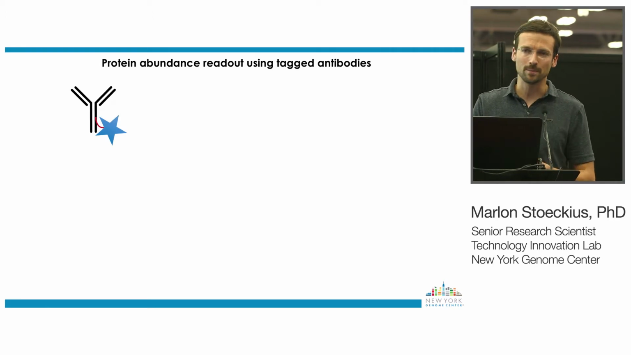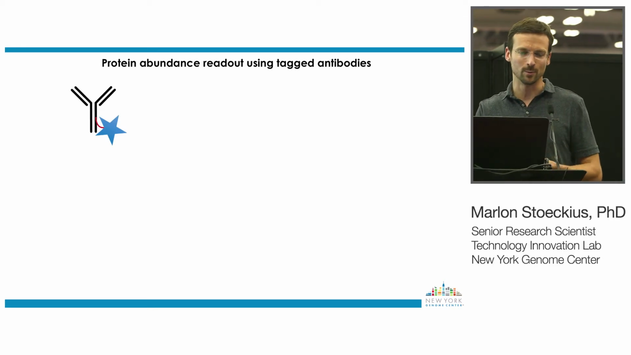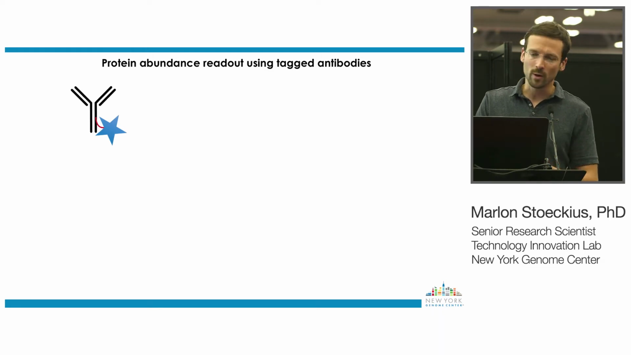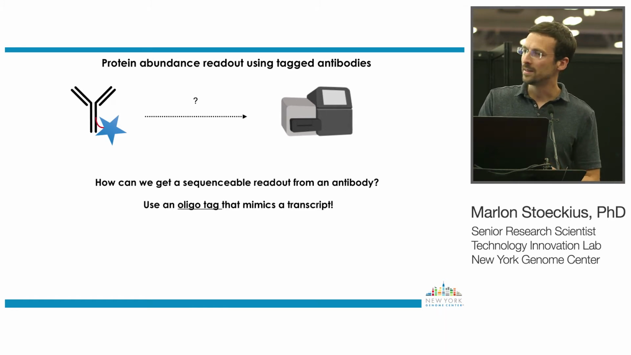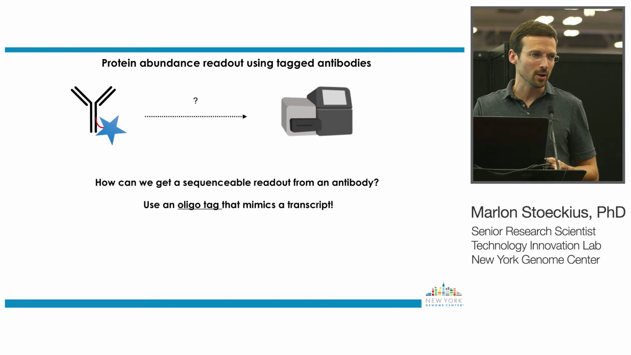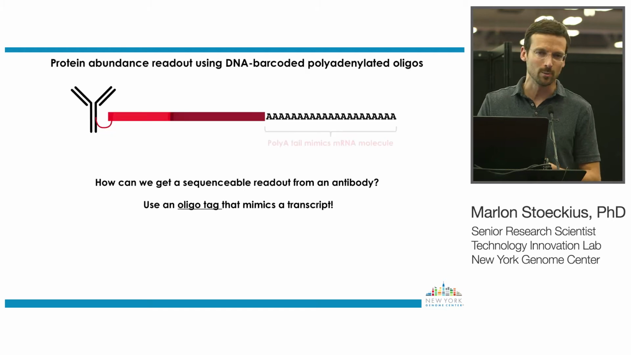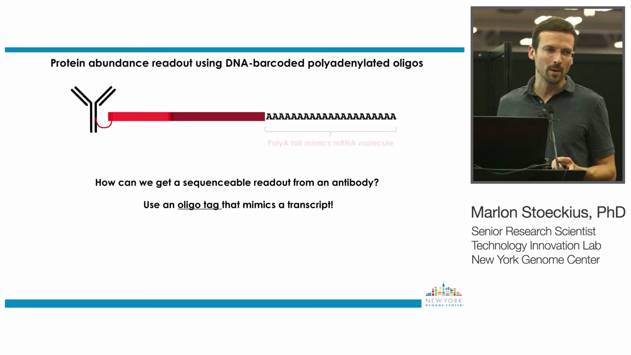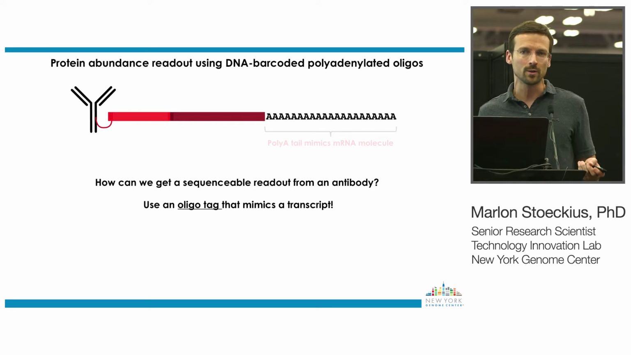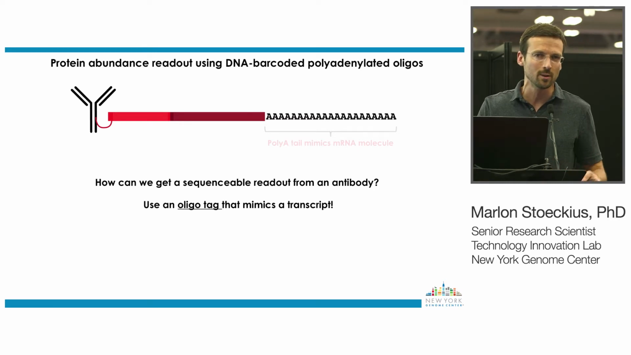The way people measure protein markers, of course, is by using antibodies that are tagged with fluorophores or with lanthanides. However, we can't use those in sequencing. So we asked ourselves, how can we get a sequencer readout from an antibody binding event? Since most of the single-cell RNA sequencing technologies out there at the moment are oligo-dT based, we thought, how about we just tag those antibodies with an oligo that has a poly-A tail? This poly-A tail essentially mimics an mRNA molecule and will be reverse transcribed in any single-cell RNA sequencing or other RNA sequencing workflow that's oligo-dT based.